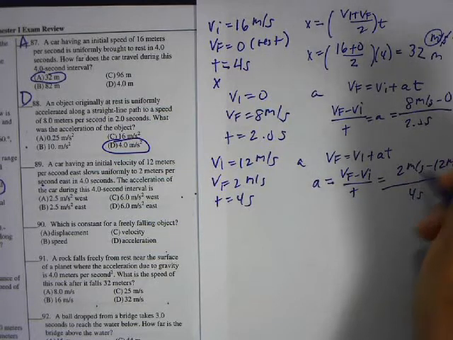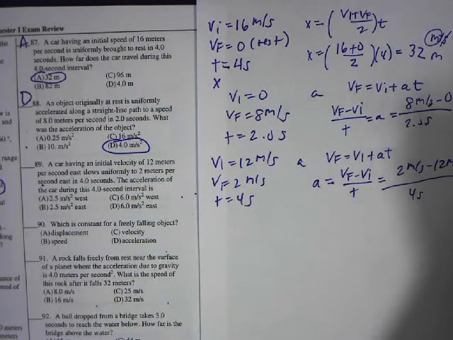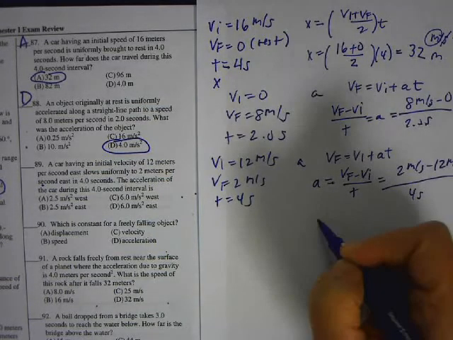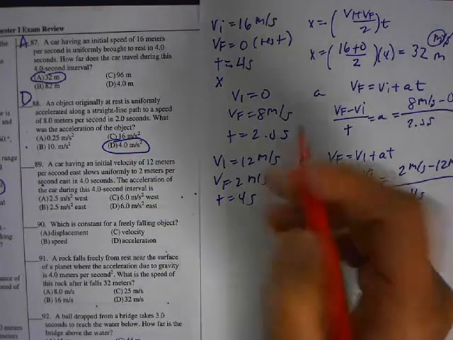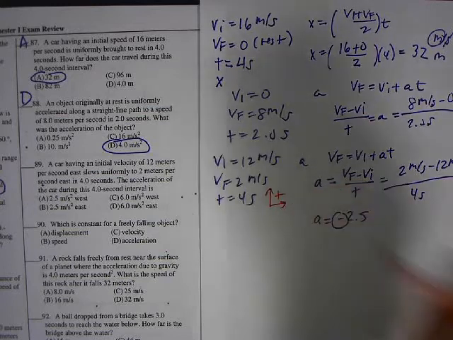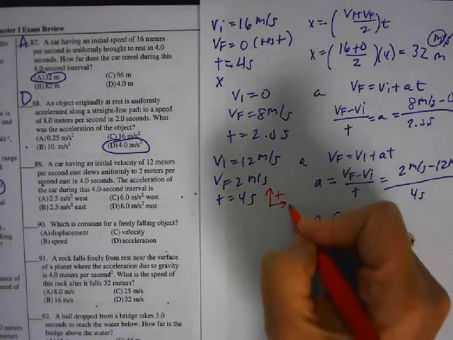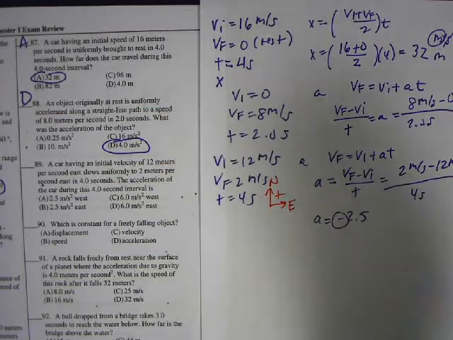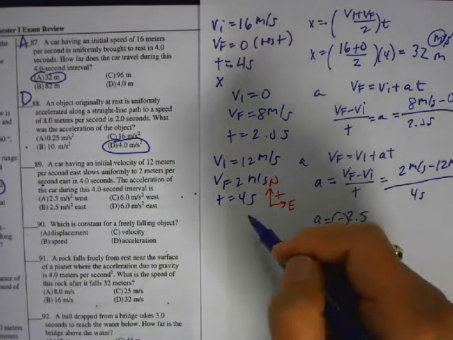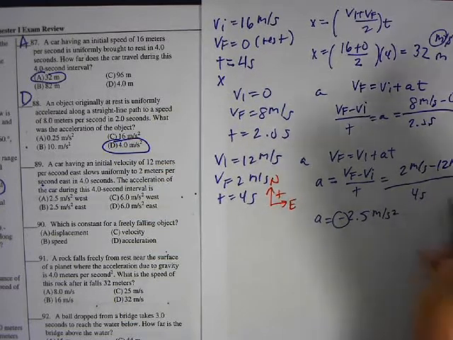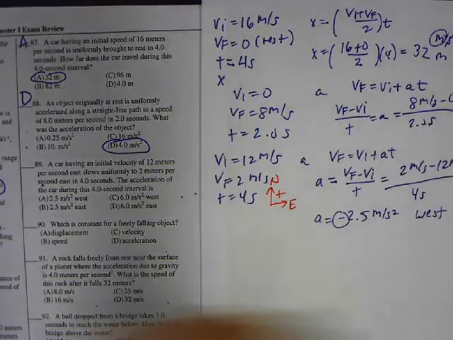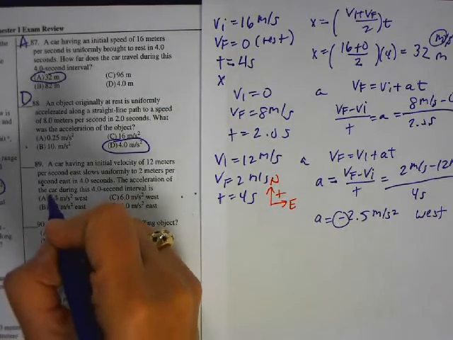So 2 minus 12, this gives me a negative value, right? So this is negative 10 over 4. Well, 10 divided by 4 is 2.5, but it's negative 2.5. So the negative sign tells me it's going in the opposite direction that I'm calling positive. So normally with my standard sign convention, east and north are positive, and west and south are negative. So because I get a negative 2.5 meters per second squared, my answer is going to be west, which is going to be choice A.